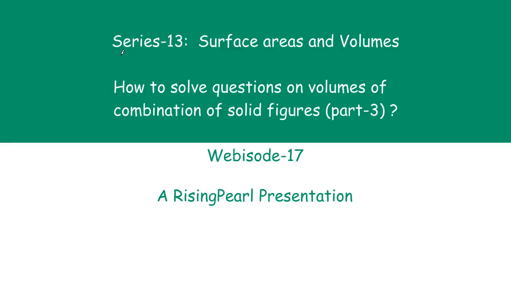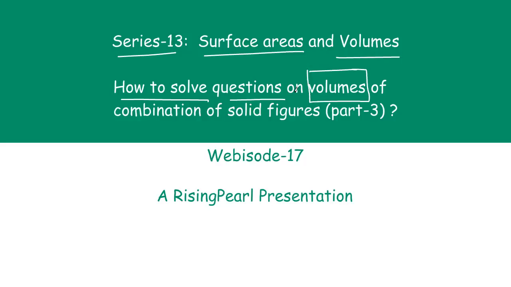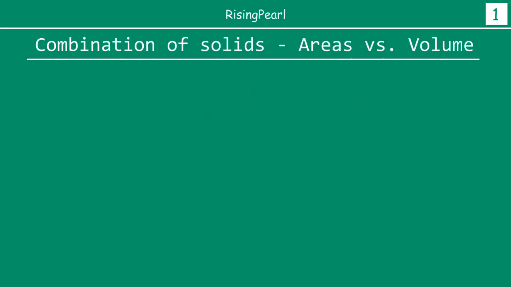We are talking about series 13 where we are learning a lot on surface areas and volumes. Friends, this is webisode number 17 and we are going to continue to find out how to solve questions on volumes of combination of solid figures. This is part 3. It was webisode 15 where we started part 1 on these type of questions. That is, you're going to be given a combination of solid figures and you have to find out the volume. So let's find out how do we solve these questions.